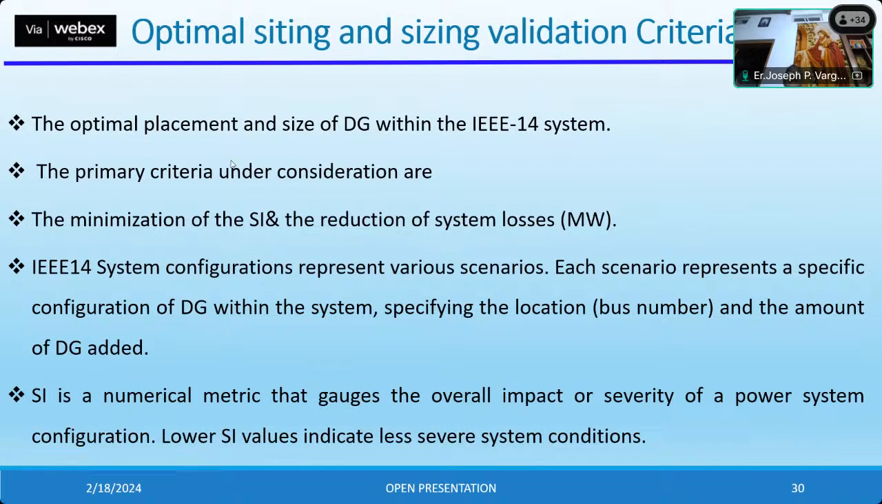The optimal placement and size of DG within the IEEE 14 system has been arrived at. The primary criteria under consideration are the minimization of the severity index and the reduction of system losses. The IEEE 14 system configuration represents various scenarios. Each scenario represents a specific configuration of DG within the system, specifying the location and the capacity of DG added. We know that the severity index is a numerical metric that gauges the overall impact of severity of a power system configuration. Lower SI values indicate less severe system conditions.